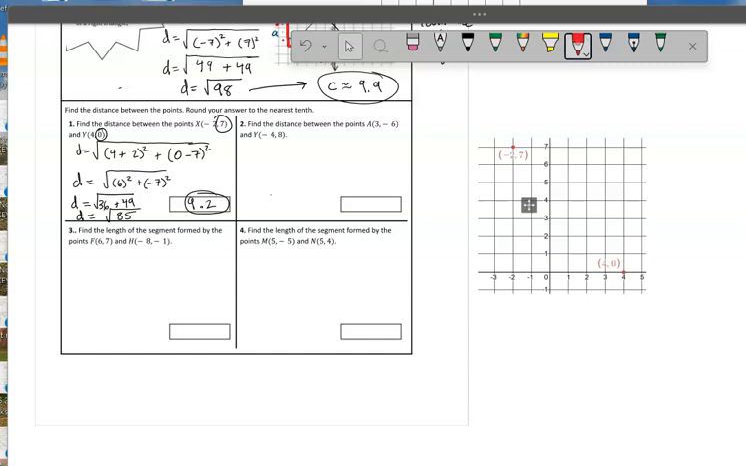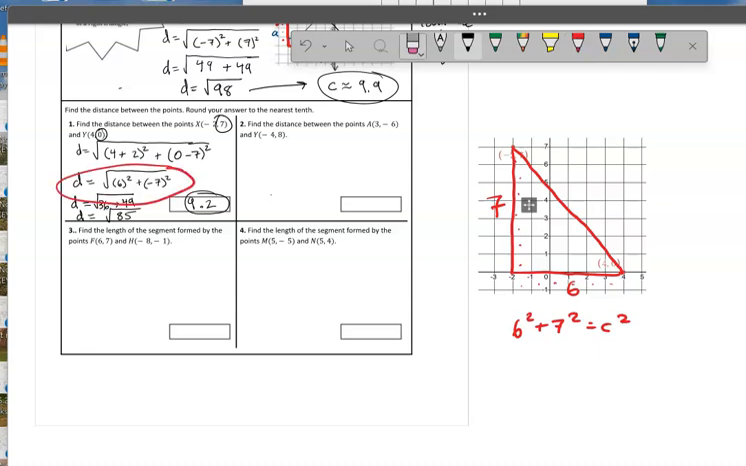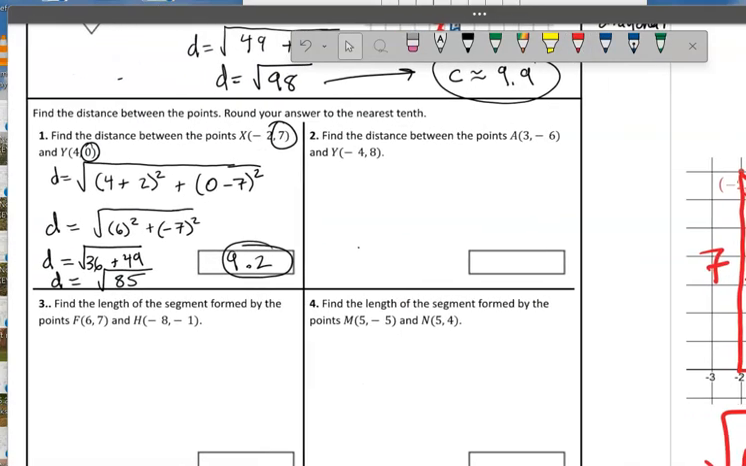is plot the points, negative 2, 7, and 4, 0, then connect them with a straight line, and then make a triangle. The bottom side of the triangle is 6. This side of the triangle is 7. And so 6 squared plus 7 squared equals c squared, which is exactly what we had here. So you're going to get the same answer. This is root 85. So you can also solve it that way with the graph. The distance formula is just the Pythagorean theorem.